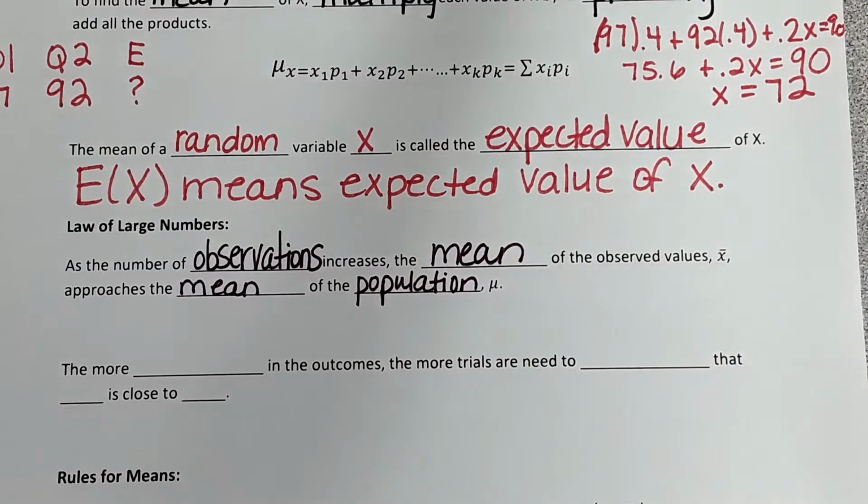So, the more observations we do, the more samples we take, the closer and closer we actually get to that population mu. Okay? You take one mean, not as close. You take 1,000 means, we're going to get closer to the population mean.